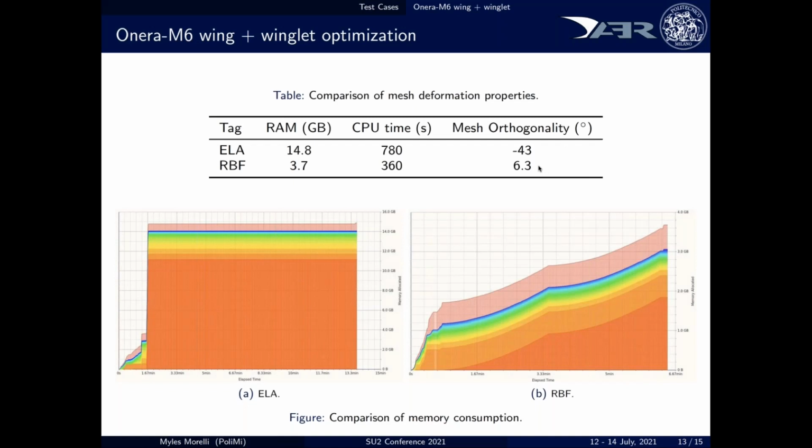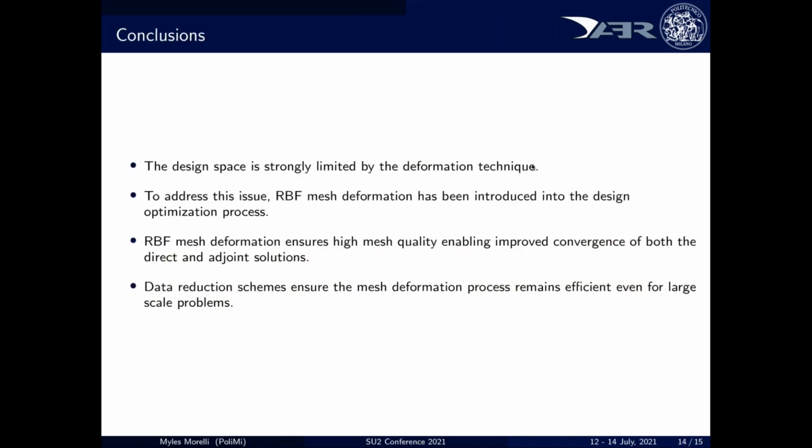So collecting what we said up to now: the design space that we are able to explore is way limited by the mesh deformation technique that we are using. RBF is a good alternative because it allows us to handle more complex geometries because it better preserves the quality of the mesh, and so we are able also to impose more important deformations. Also, it is computationally less expensive thanks to the new data reduction schemes that have been introduced in our department. Thank you for the attention.